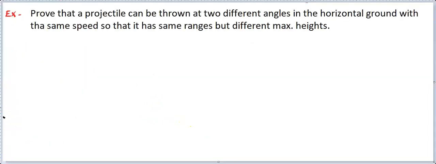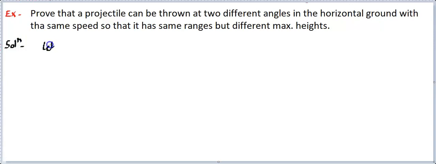Here is the next problem, and it reads: prove that a projectile can be thrown at two different angles on horizontal ground with the same speed, so that it has the same range in the two cases and different maximum heights. So let's start with this. The solution can be like this.